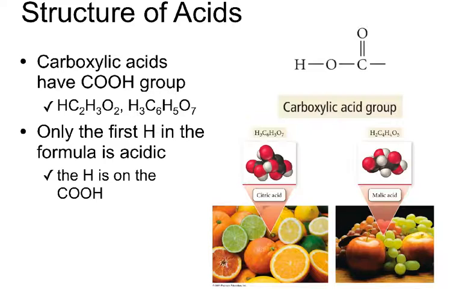Those kinds of acids occur in a lot of different natural products, fruits, that sort of thing. Citric acid, malic acid is in grapes and apples, acetic acid is vinegar, that sort of thing.